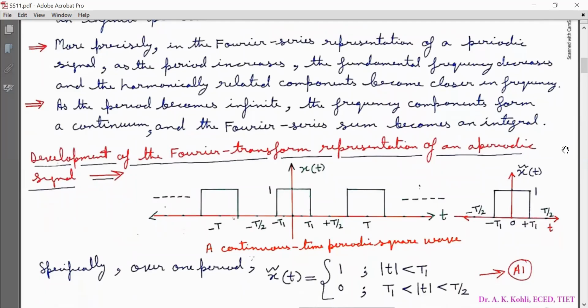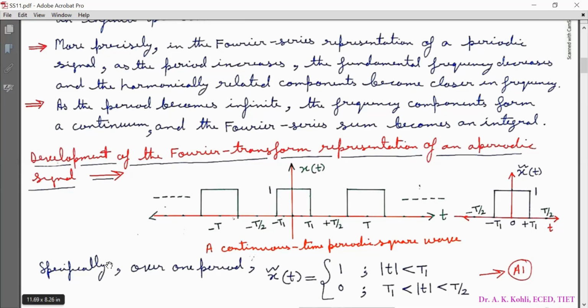Now we will go for development of the Fourier transform representation of an aperiodic signal. For that, I'm going to consider a continuous time periodic square wave x(t) as shown on the screen. Now the basic pattern in x(t) is this, and this pattern repeats itself after a duration of capital T. So this makes x(t) periodic.